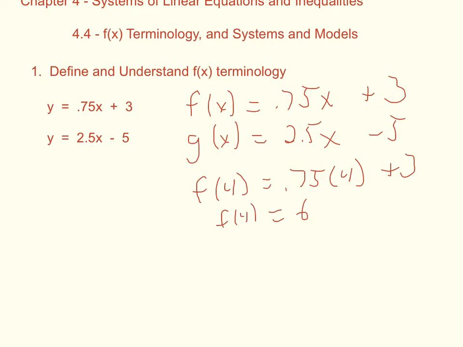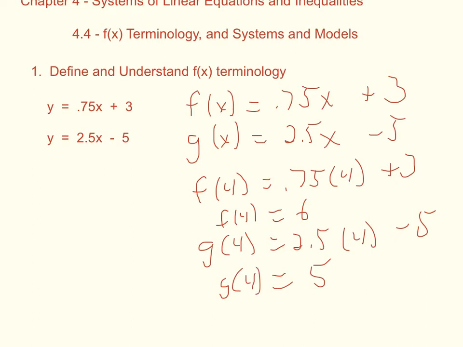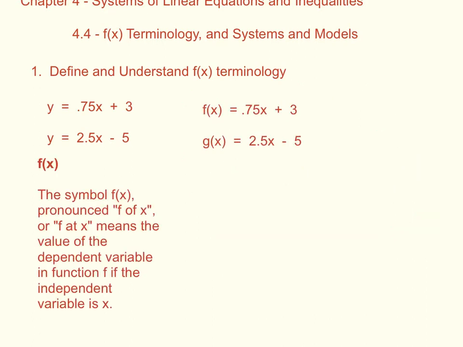It would equal something totally different if you put 4 in for g of x. g of 4 equals 2.5 times 4 minus 5. 10 minus 5 is 5. So g of 4 equals 5. So for your notes, here is the definition of f of x. Please write that down in your notebook, just like you're writing down everything else in this video.